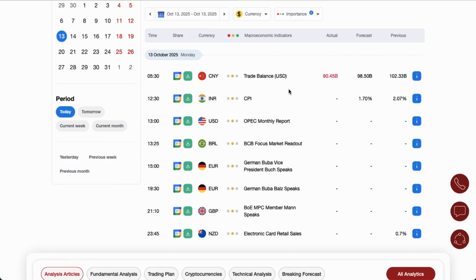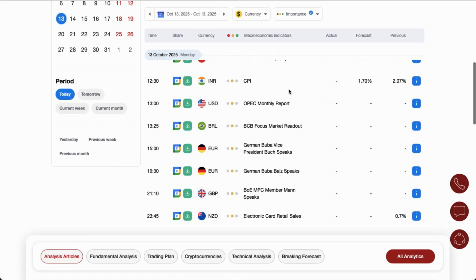London session is almost non-event session. We got only the data scheduled for release during the US session. OPEC monthly report at 1 p.m. German Buba Vice President Buch will give a speech at 3 p.m. German Buba Balz will give a speech at 7:30. 10 minutes past 9 we got Bank of England MPC member Mann to give a speech.